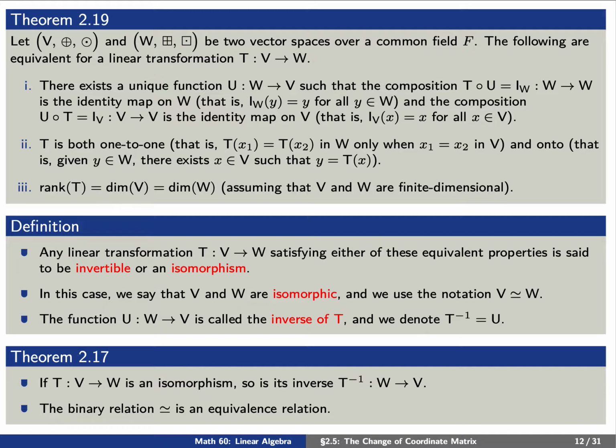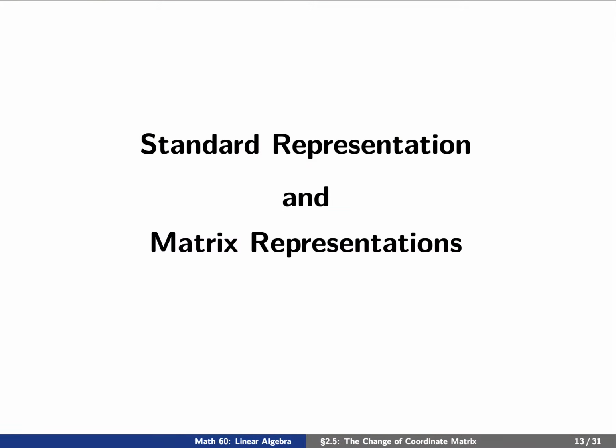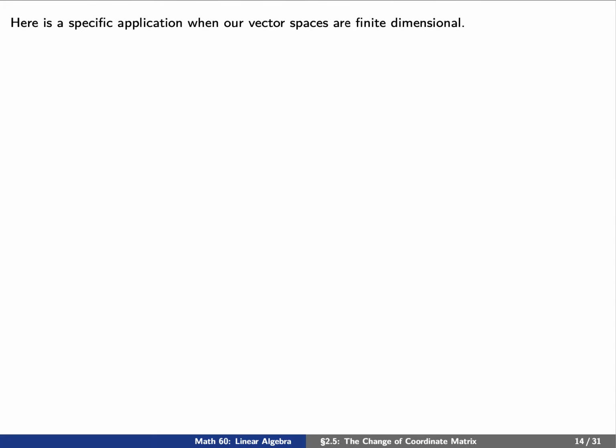If T is an isomorphism, then so is its inverse, and the concept of two vector spaces being isomorphic forms an equivalence relation. Now let's review a little bit behind the standard representation and the matrix representations and how they're related to the concepts we're going to discuss next. Here's a specific application of our vector spaces when everything is finite dimensional.